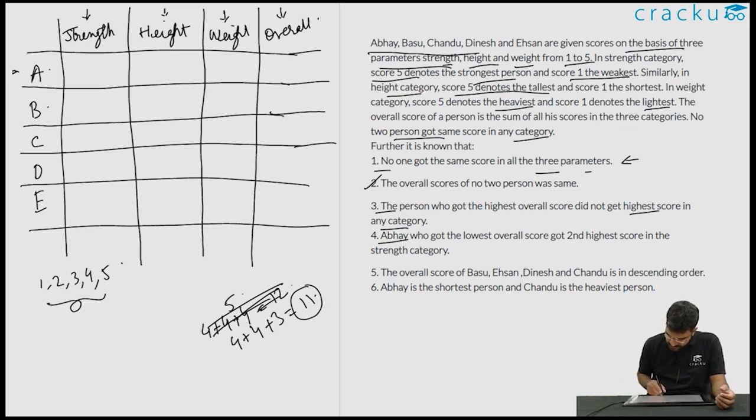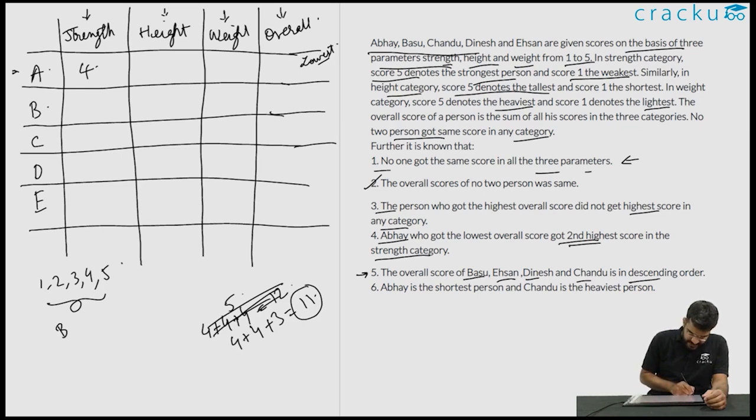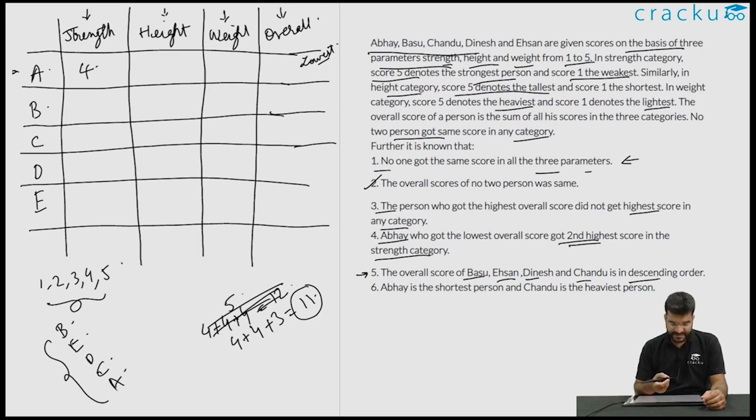Abhay, who got the lowest score, got the second highest score in the strength category. So Abhay got the lowest overall score. And he got 4 in the strength category because he got the second highest score. The highest is 5 and the second highest is 4. The overall scores of Basu, Ehsan, Dinesh and Chendu are in descending order. So B, E, D and C are in descending order. Because we know A got the least, the order will be B, E, D followed by C and A.